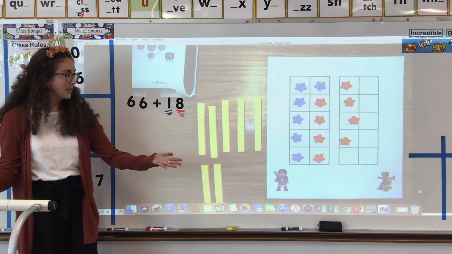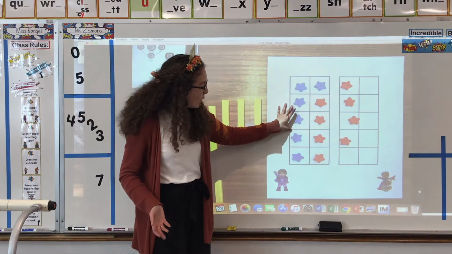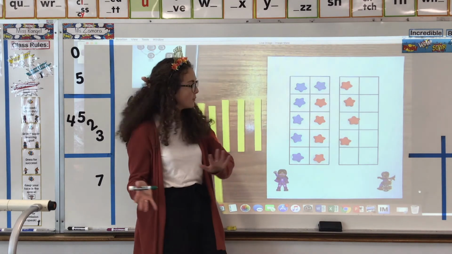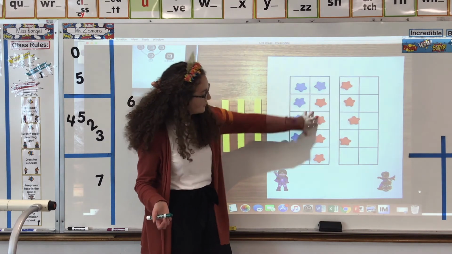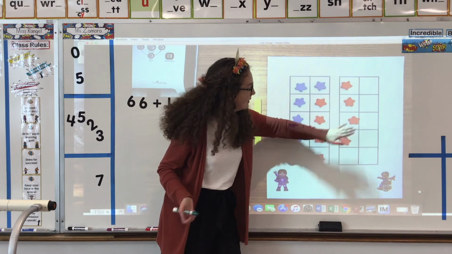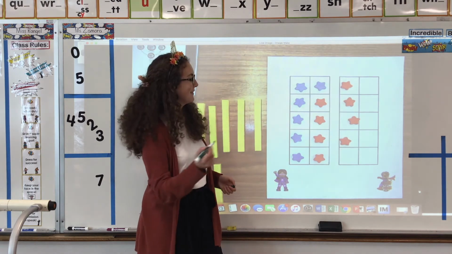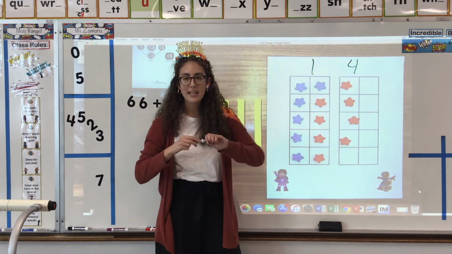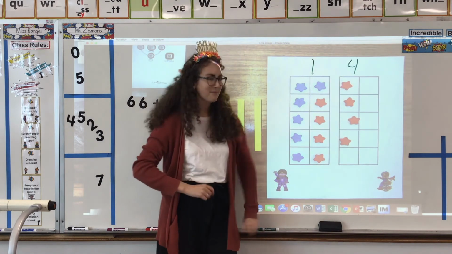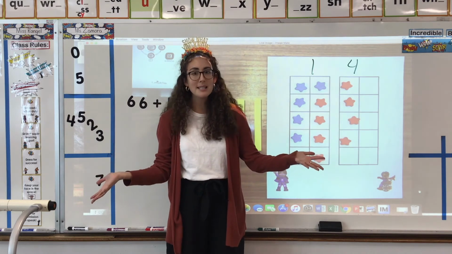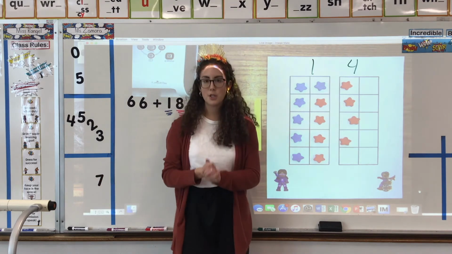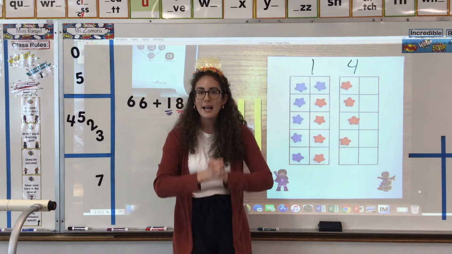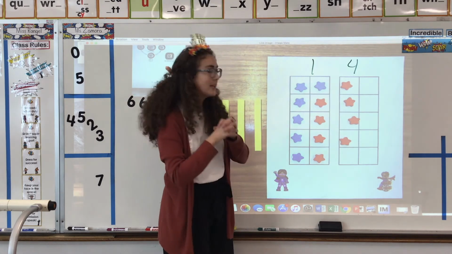So now second grade, when we had 6 ones and we added 8 ones, how many ones do we have now? We have 14 ones altogether. 14. We can't have 14 ones, so what do we need to do? We need to bundle, exactly.